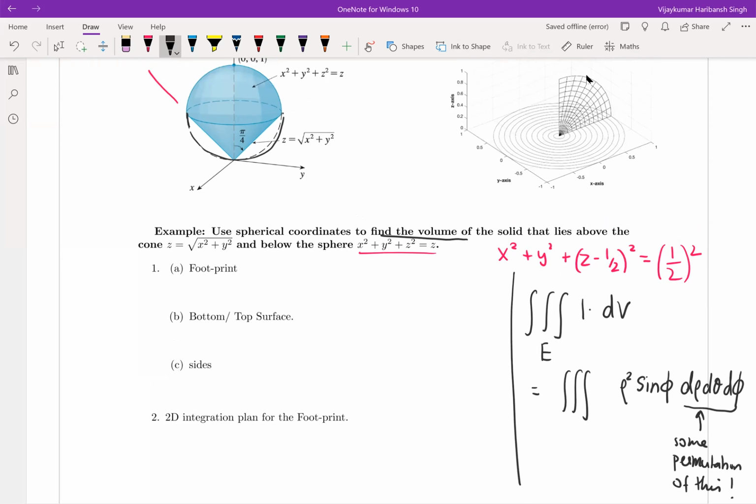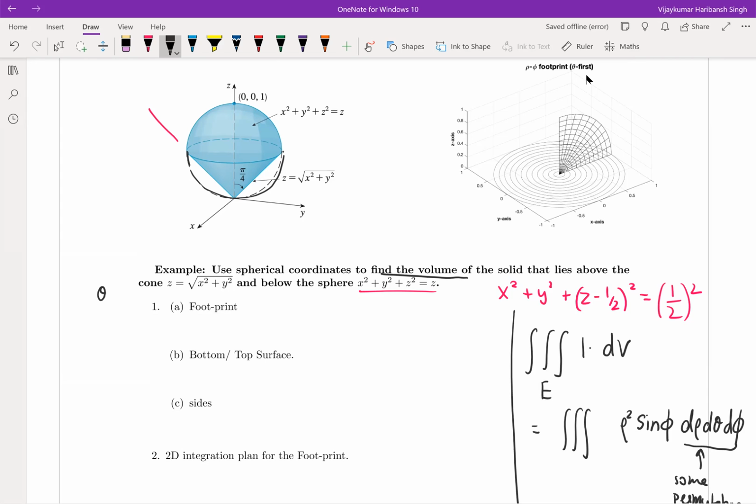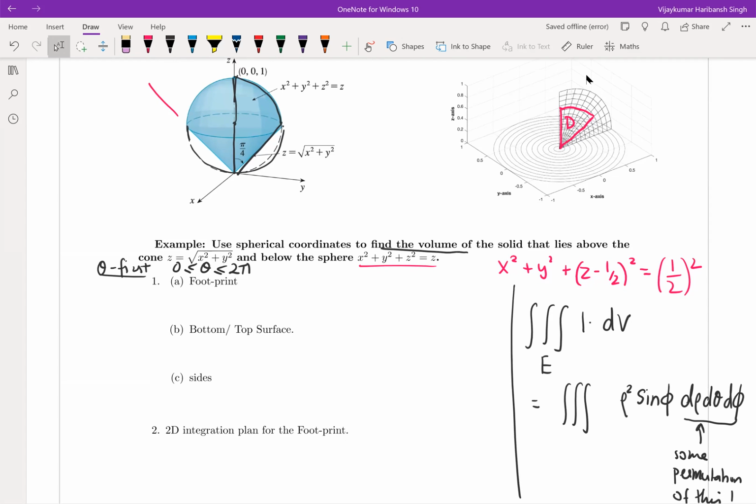In this case, we have many choices. We'll choose to go theta first. In that case, your theta is between 0 and 2 pi. Then you take one slice for a fixed theta, and let's see what we get. If you cut a slice like this, you will get a shape of the following form. This will be my region D. Let me erase everything else so that D is clear. So the footprint is region D.